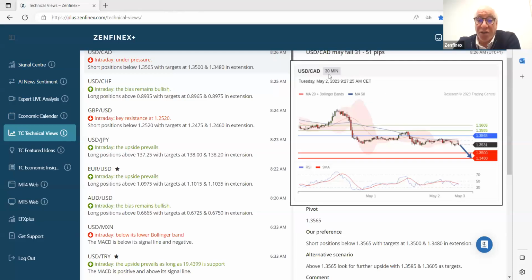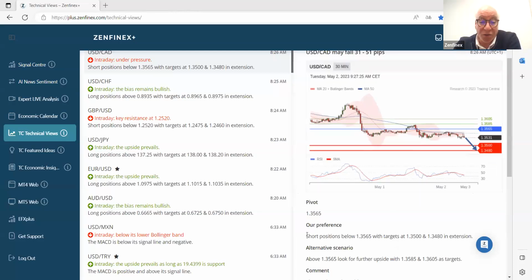So this is from a 30-minute perspective. So USD CAD 30-minute chart. It's got a Bollinger Band. It's got a 50 moving average, and it's got RSI and a 9 period moving average on the RSI to get a signal. So they're looking at the fact that this has gone below the RSI and that prices are below both those two moving averages, that there could be a short setup.